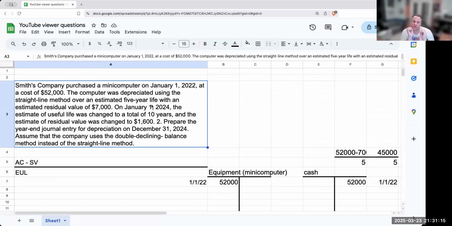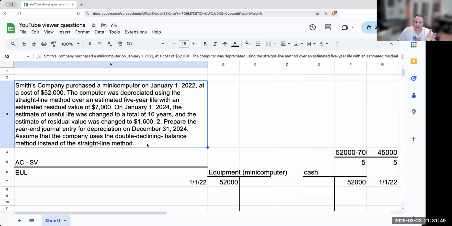And the estimate of the residual value was changed to 1,600. So prepare the year-end journal entry for depreciation on December 31st. Assume that the company uses double declining balance instead of the straight line method. Now, I have to assume that we made a change in depreciation methodology, which is okay, you can do, but it does require a lot of additional disclosures.